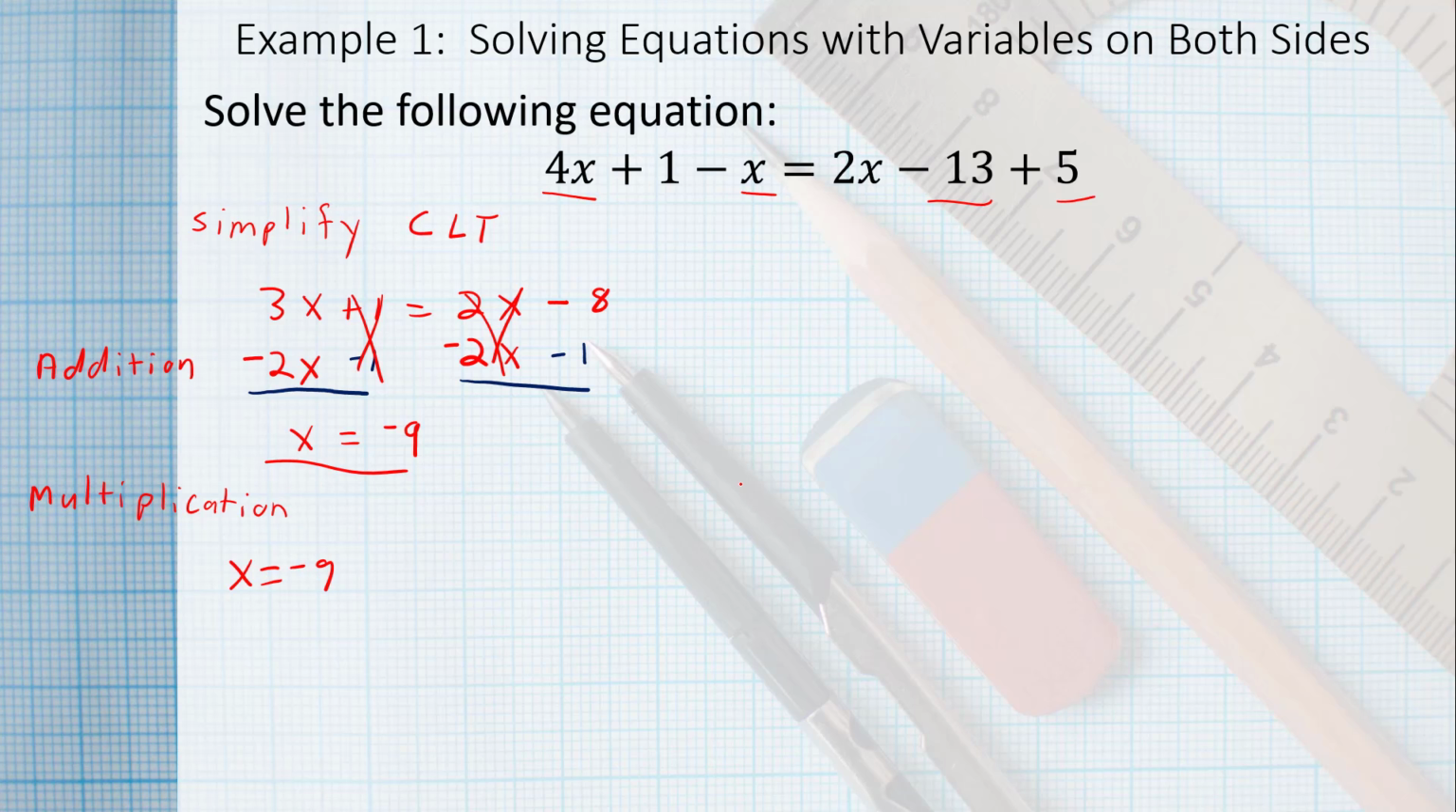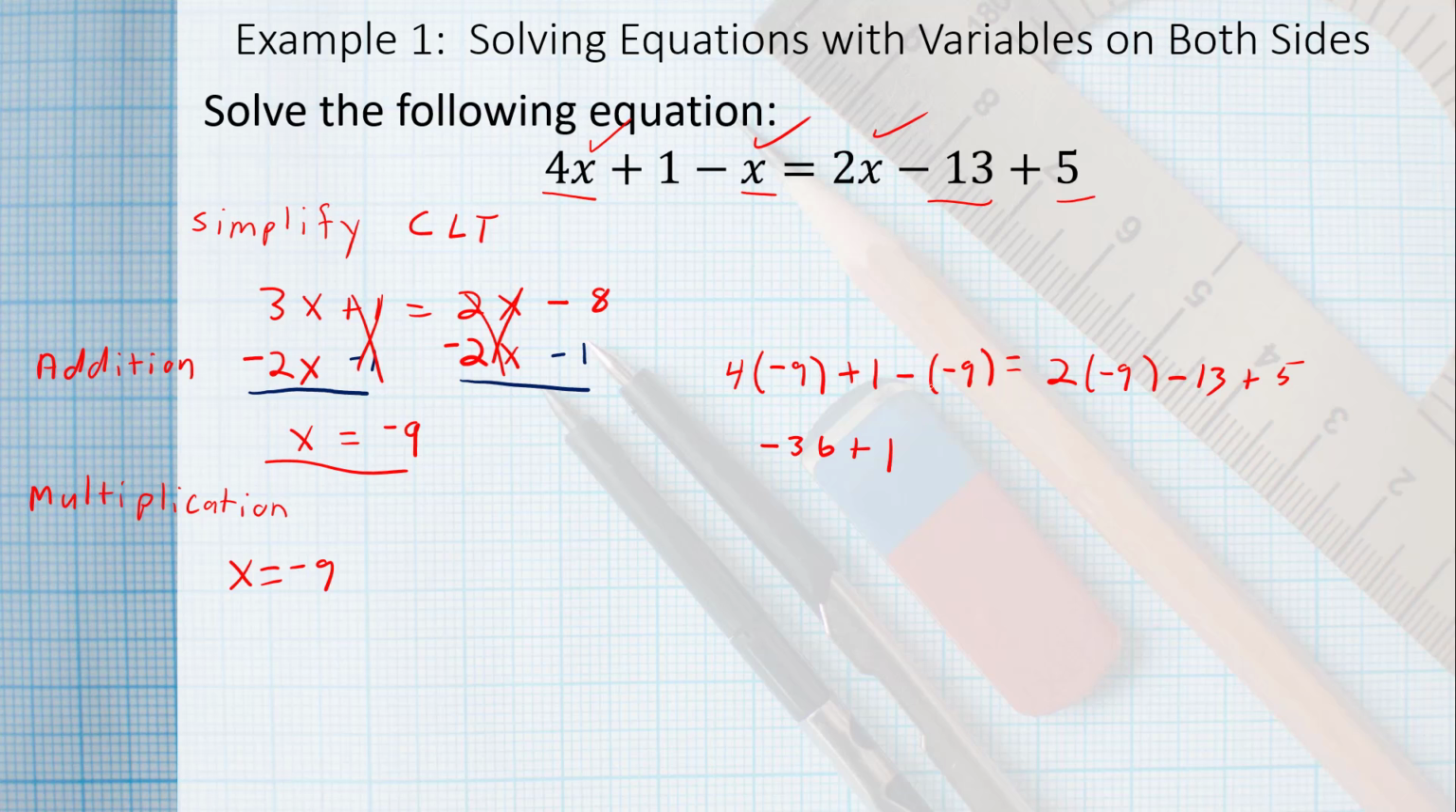So finally, we just need to check. What we're going to do is take the negative 9 and substitute it into the x here, here, and here. So let's go ahead and do that. We will have 4 times negative 9 plus 1 minus a negative 9. That's going to be equal to 2 times negative 9 minus 13 plus 5.